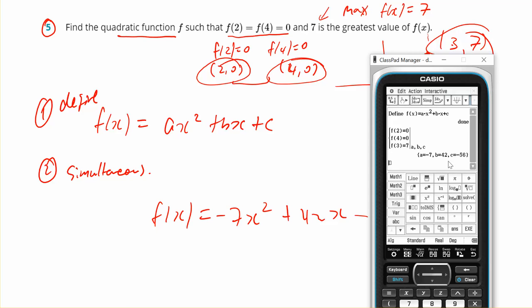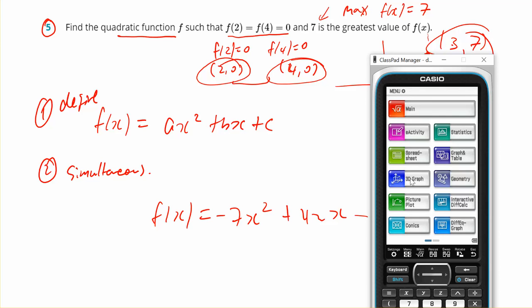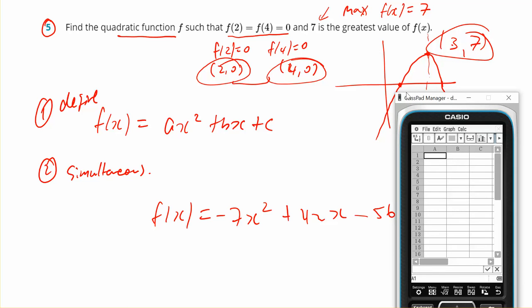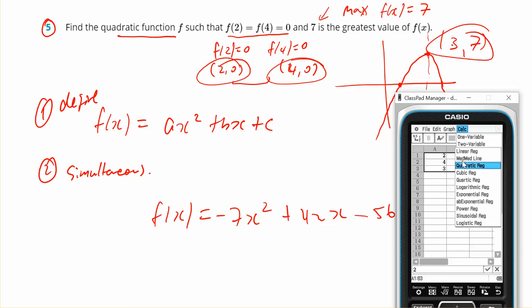Now, I guess the shortcut way to do this is, because you know it's a quadratic, you can use a spreadsheet if you want to. Now, a spreadsheet's only useful if you get whole numbers, okay? So your first coordinate's (2, 0), you've got (4, 0), and you've got (3, 7). So what you're going to do is highlight everything. Calc, regression, quadratic regression.